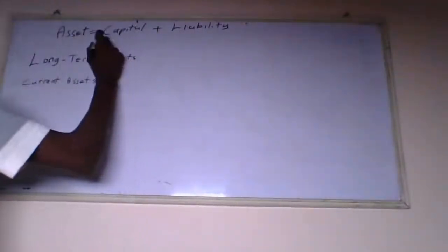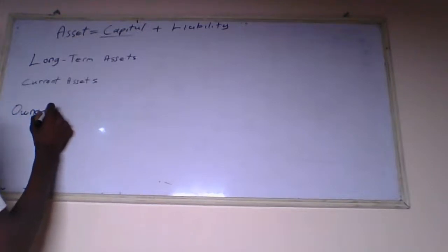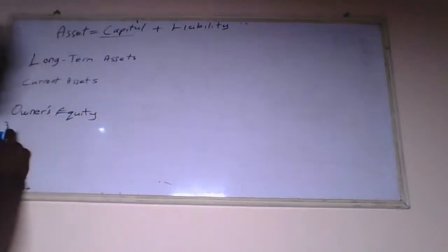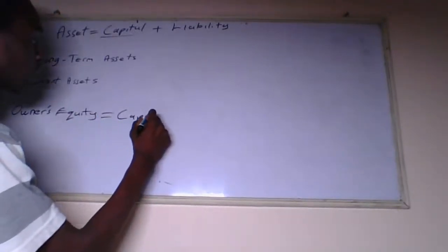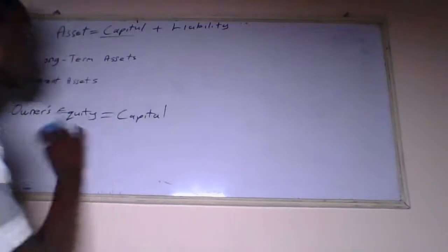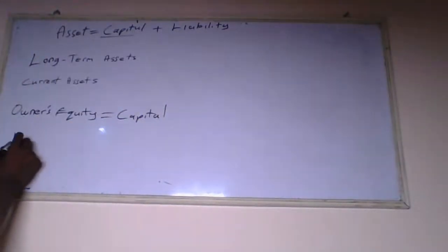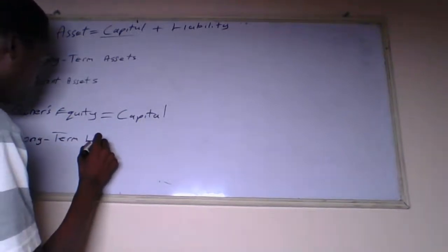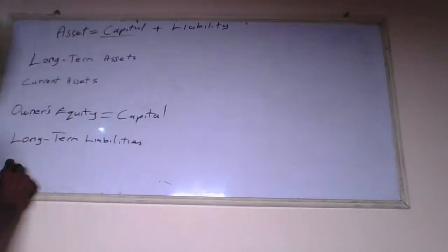And then we have under capital, we only have owner's equity. When you see owner's equity, do not be confused with capital. These two are the same thing. But questions use them interchangeably, so you don't have to worry about that. And under liabilities, we also have long-term and current.